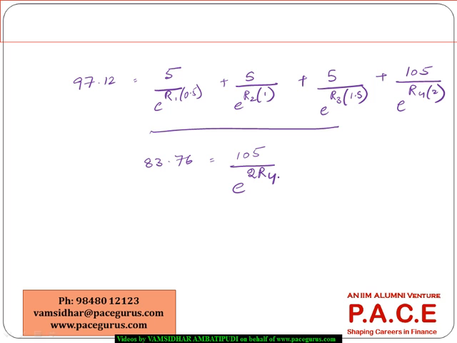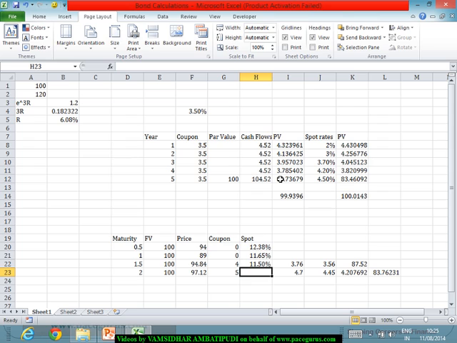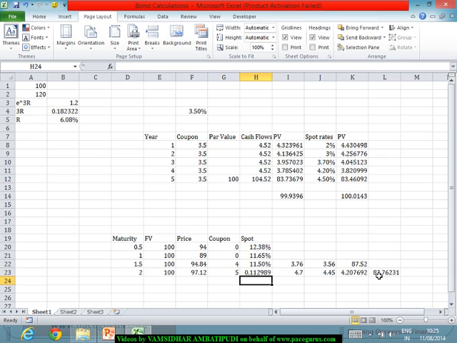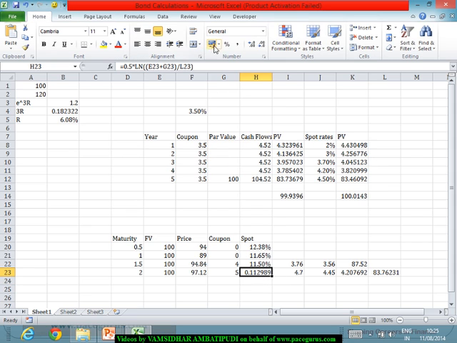Now this is working out to 83.76 equal to 105 divided by e power 2 r4. Now the same logic, so r4 will come out as 1 by 2, which is 0.5, times logarithm of 105, which comes out as 100 plus 5, 105 divided by 83.76. So in this case, this is working out to 11.763% almost. So what we are able to see in this case is these are the treasury rates for 0.5 years, 1 year, 1.5 year and 2 years.